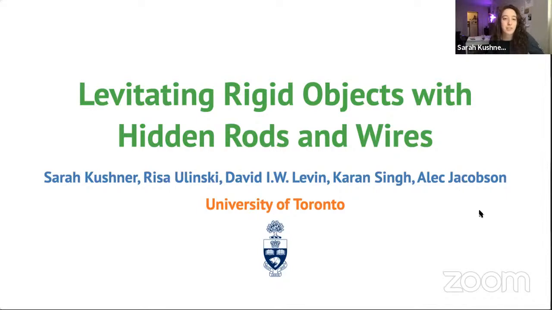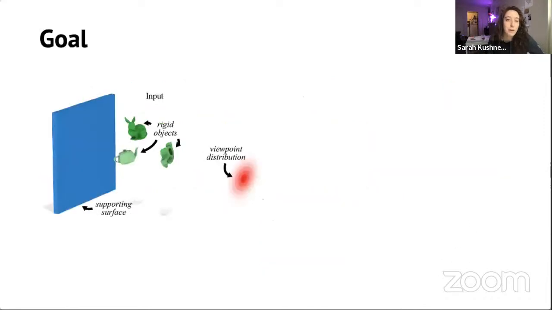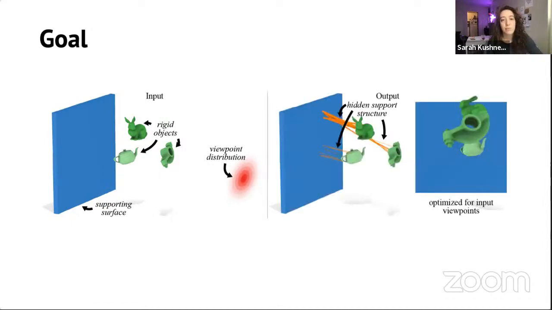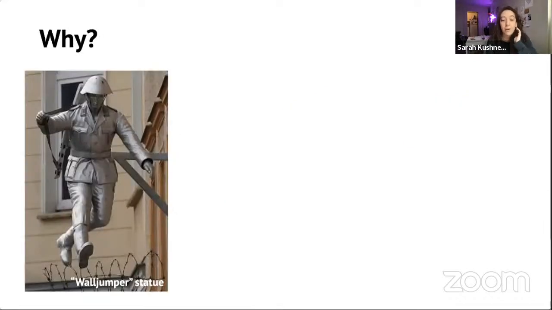Like she said, I'm going to be talking about my most recent work with Risa Ulinsky, David Levine, Karen Singh, and Alec Jacobson. And it's going to be about levitating rigid objects with hidden rods and wires. The goal of this paper is exactly what it sounds like: given a set of rigid objects, some supporting surface, and a viewpoint distribution, how can we generate a support structure that holds these objects in place but is also invisible to the viewpoints? This problem can be seen in a lot of places.